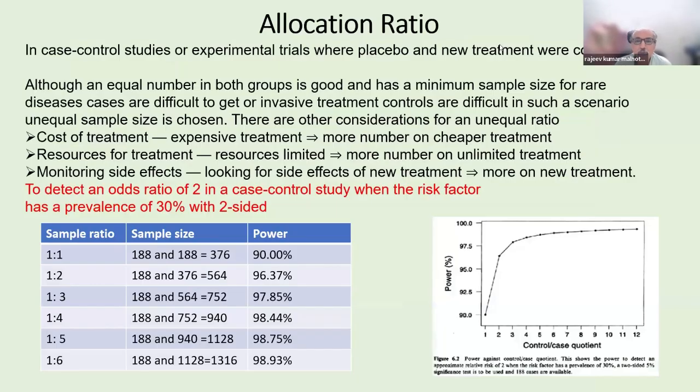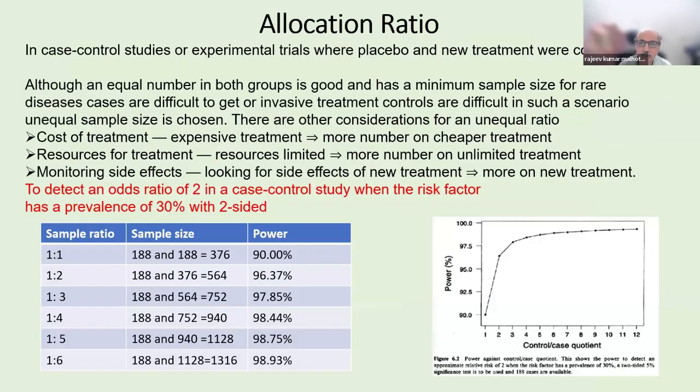Now, there is one problem, the allocation problem, that usually comes up in the case control study. What happens is that sometimes we have plenty of controls available but we don't have cases, or vice versa, we have a number of cases available but controls are not available.